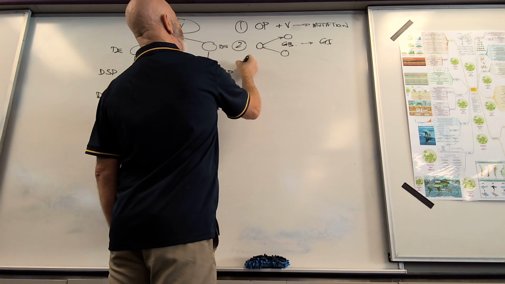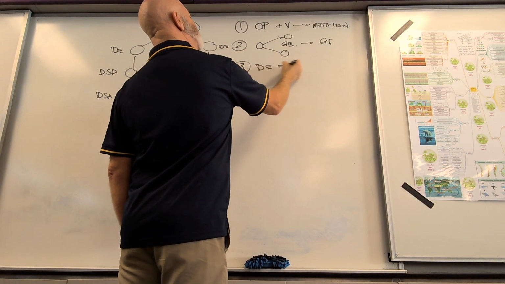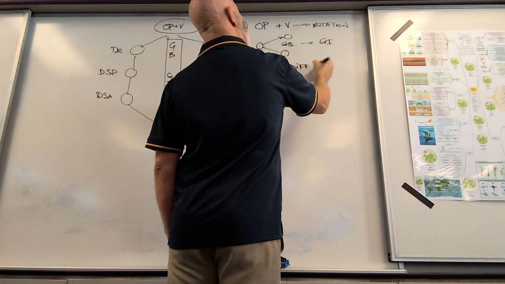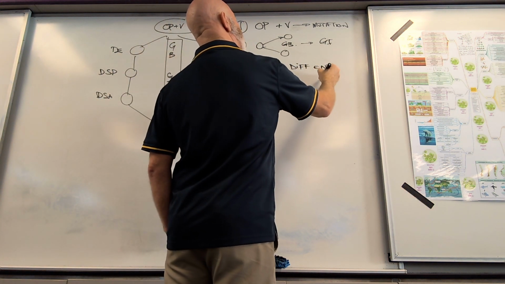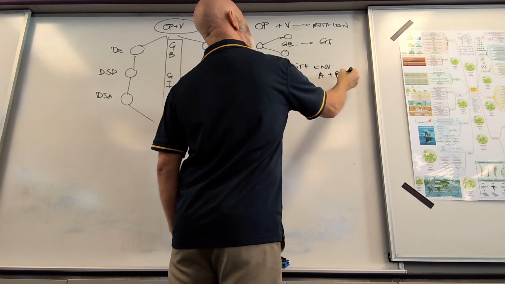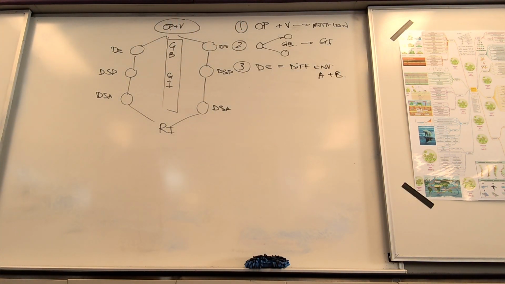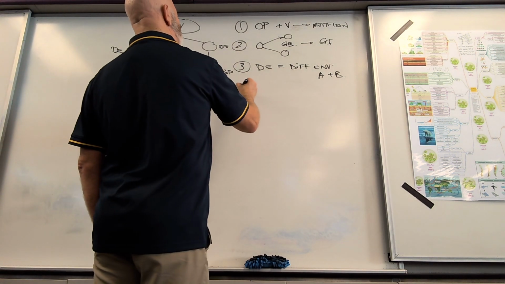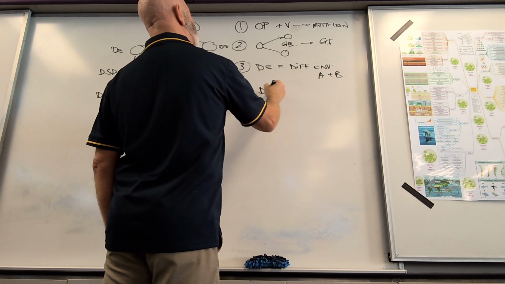The third point that I would make: DE means different environments. And we know that the environment is made of abiotic factors and biotic factors. There's different conditions on either side. There might be different predators on either side of the mountain range. There's going to be different temperatures, different rainfall, different shelter, different food sources. Completely different on both sides. And therefore, you'd have different selection pressures.